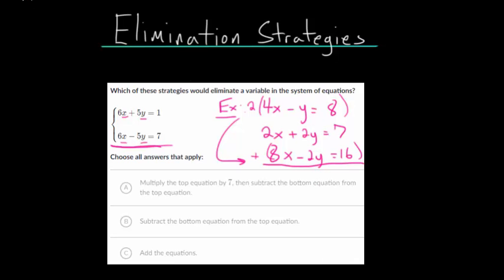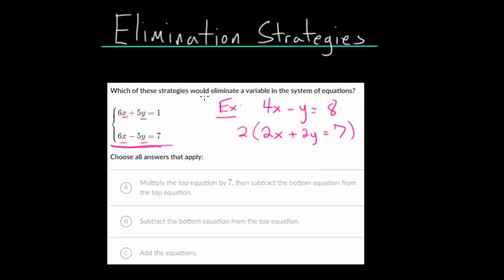And alternatively, we could have taken a different approach and tried to make the coefficients on x the same. So for instance, we could have taken the bottom equation and multiplied that by 2, and that would make the coefficient on x 4x, and then we could subtract the bottom equation from the top. So sometimes you have to change one of the equations so that you can actually apply this elimination method. Now for this example though, we don't have to do that.